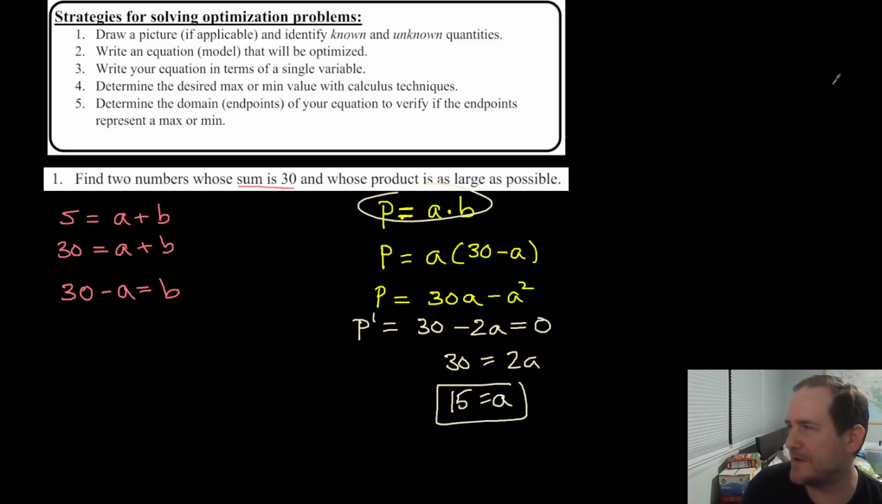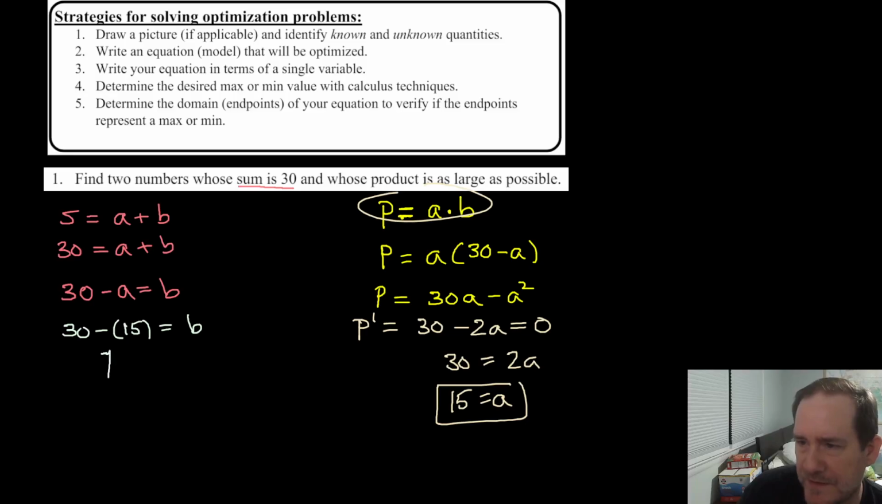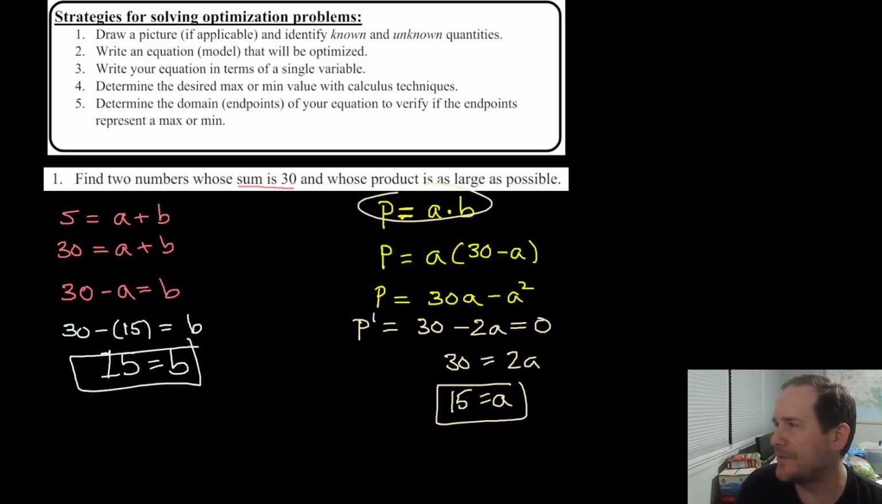Now how do you find the other number? Oh right, you just head back to your constraint equation, which very handily says that 30 minus a will give you b. And we just figured out that a is 15. So 30 minus 15 is 15. So we did it. We figured out that the two numbers that add up to 30 and that have a maximum product are the numbers 15 and 15.